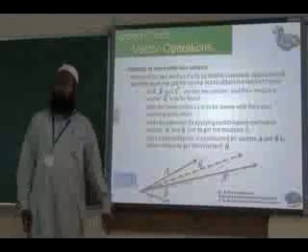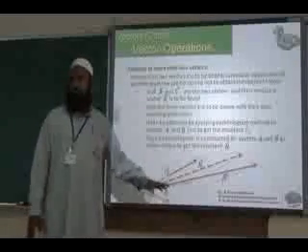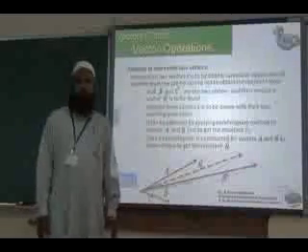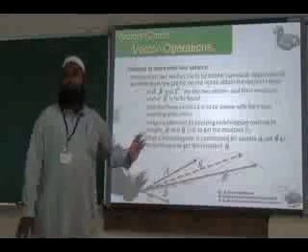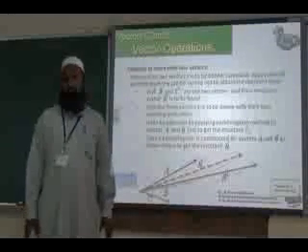Okay, so this is the final resultant vector. This is the final resultant vector for the three vectors A, B and C if they are added.